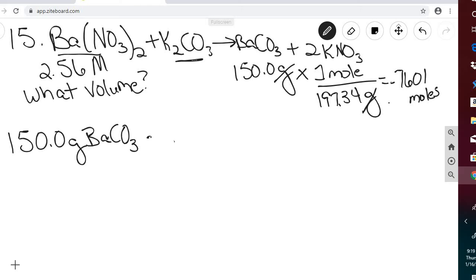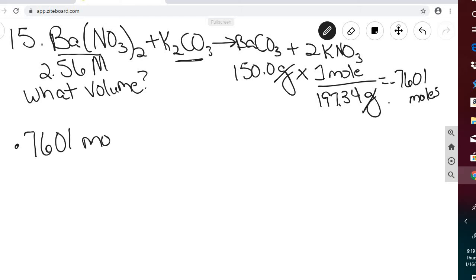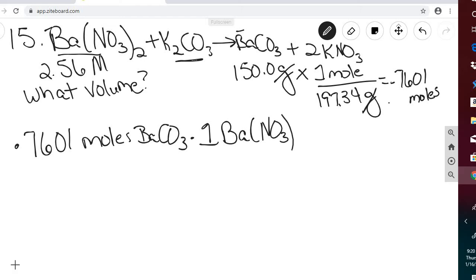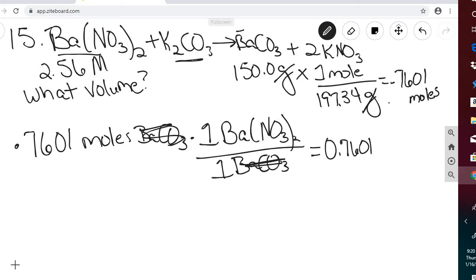Okay, so we have 0.7601 moles of BaCO3, and there's not numbers in front of either one of these two that we're interested in, so that means they're both 1. So there is 1 BaNO3 that goes on top because that's the one we're solving for, for each 1 BaCO3. Okay, so the BaCO3s cancel. Times 1 divided by 1 is just going to be the same number, so 0.7601 moles of BaNO3.